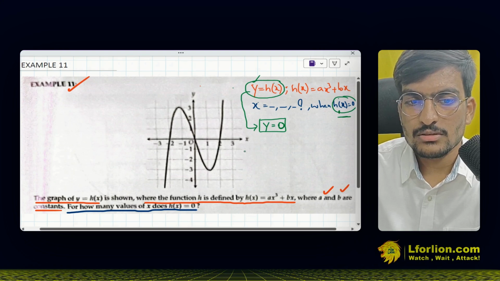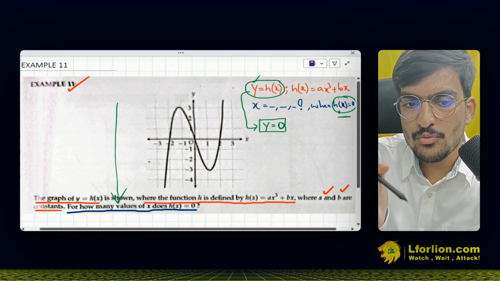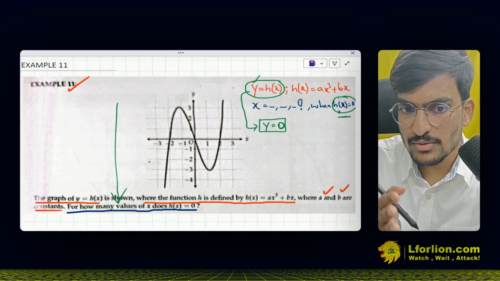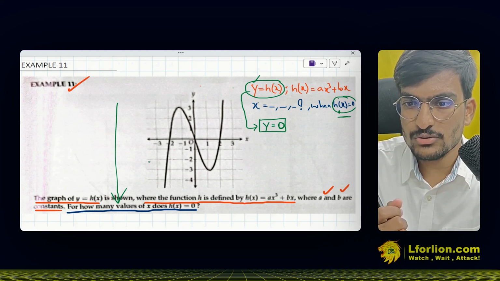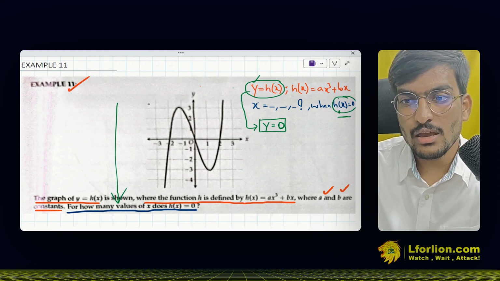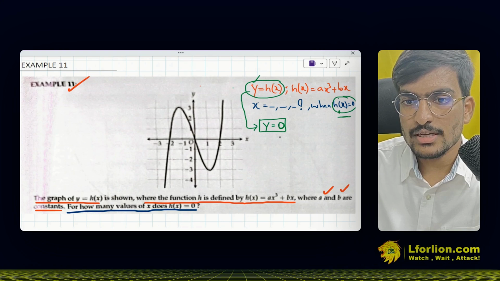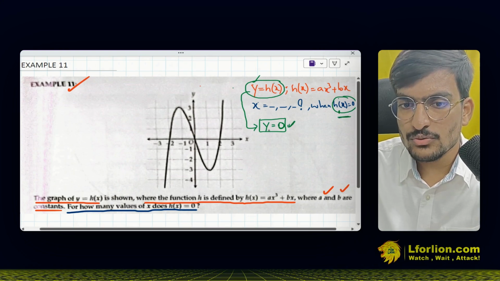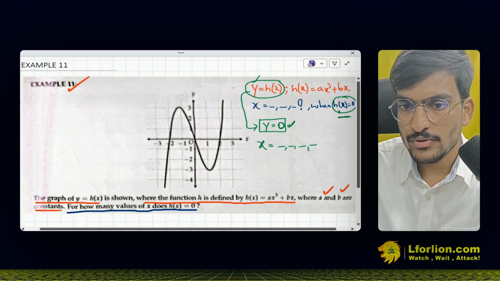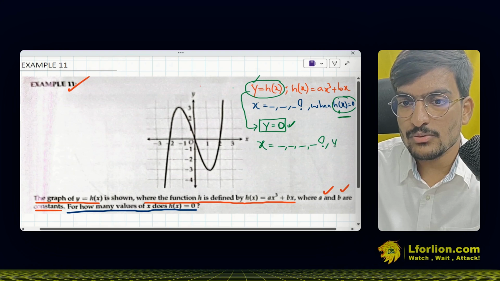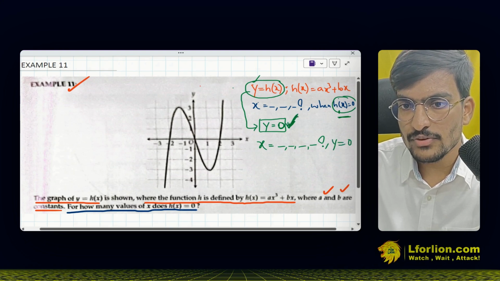What do we need? You can see here clearly, for how many values of x does h of x equal 0? There are some values of x for which h of x equals 0. But what are those x values? So here h of x is 0, which is the same as y is 0, from these two conditions. We need to find x values. We don't know how many x values we have. We have to find those x values at y equals 0. Why? h of x is the same as y. So that's why y equals 0.